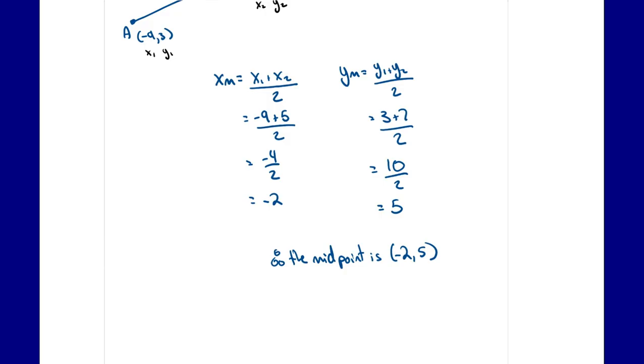So all I'm doing is finding the average of the x values, average of the y values, and just putting them together to make my midpoint, or the coordinates of my midpoint.